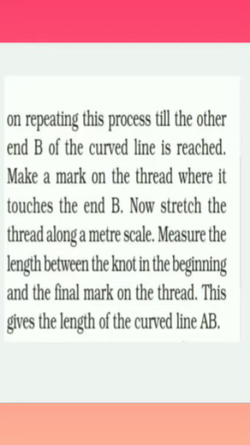Now stretch the thread along the meter scale. Measure the length between the knot in the beginning and the final mark on the thread. This gives the length of the curved line AB.